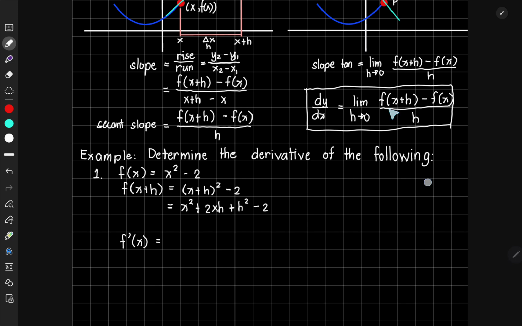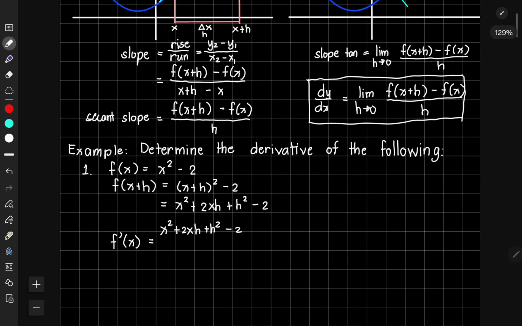So, that would be equal to f of x plus h, which is this. We have x squared plus 2x times h plus h squared minus 2. Kulang pa. So, minus natin yung f of x. So, that is x squared minus 2. So, this is all over h. Nakalimutan ko yung limit.